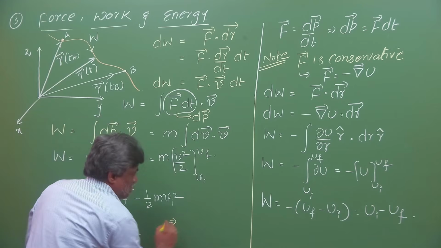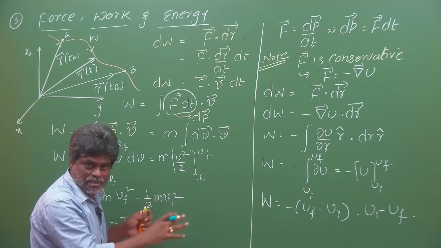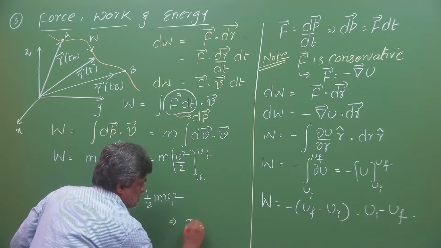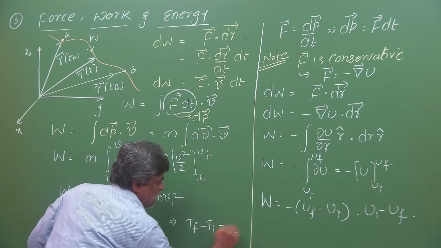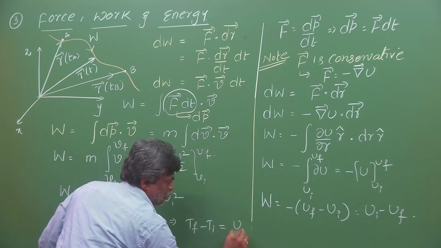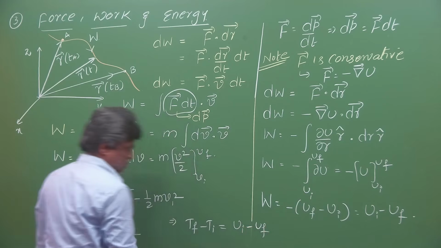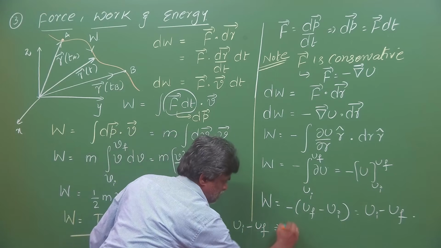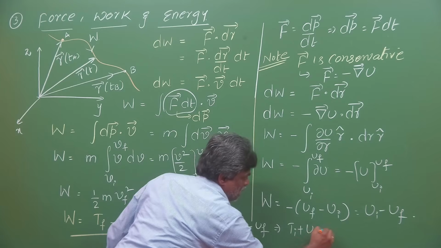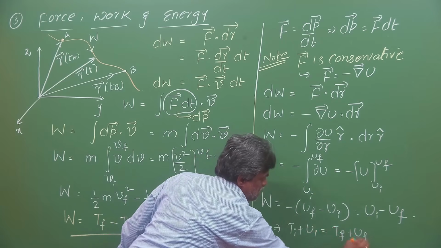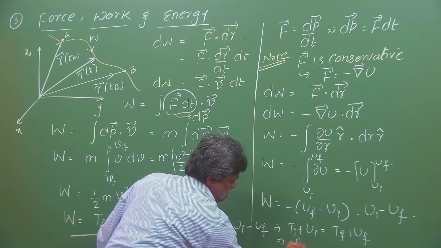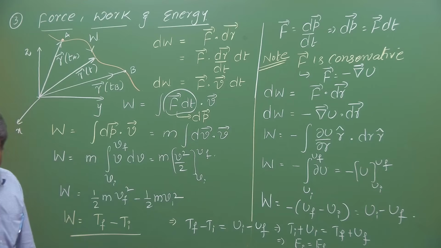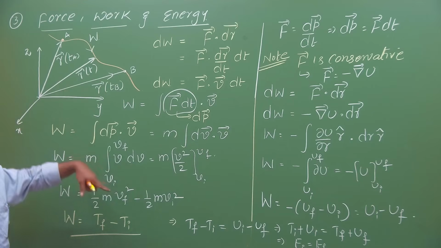Is it okay? Because all these are basics, that's why I'm going fast. I think both are equal. Tf minus Ti equals Ui minus Uf. If you rearrange the things, I think you will get Ti plus Ui equals Tf plus Uf. Could you please tell me what this is? Law of conservation of energy. Is it clear?